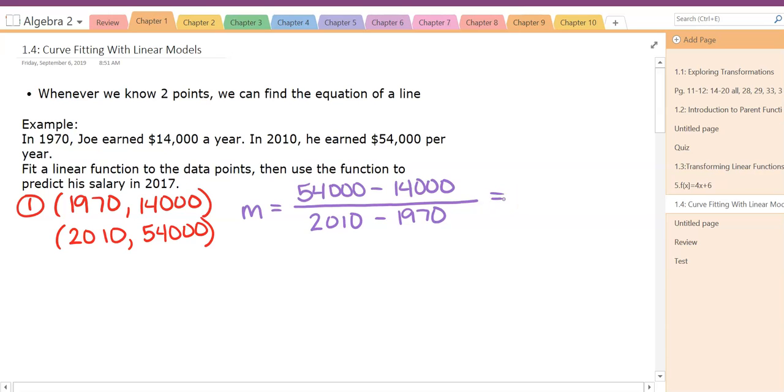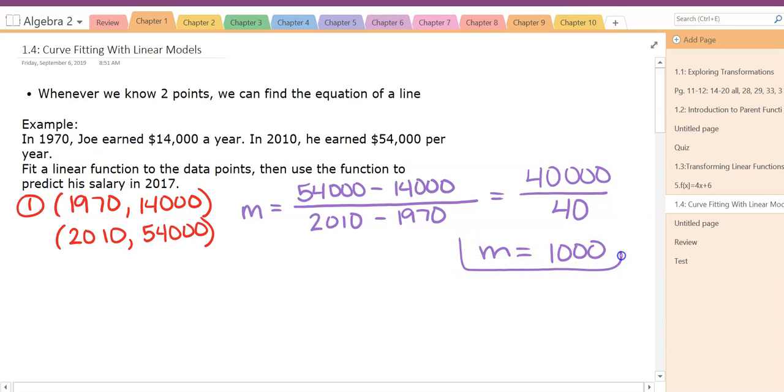So 54,000 minus 14,000 is going to be a difference of 40,000. And 40 years has passed. So when I divide those, I get 1,000. So that's my slope. So I'm just going to kind of box it up because I'm going to need that in just a minute.